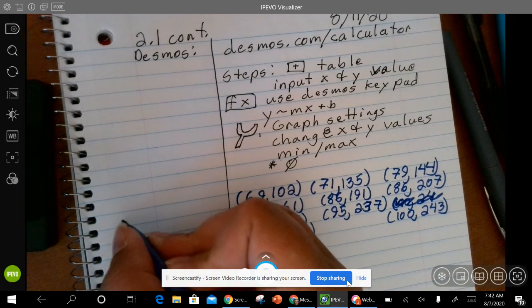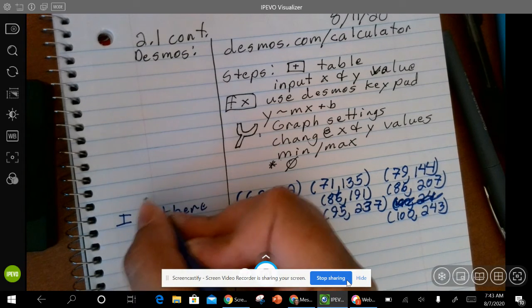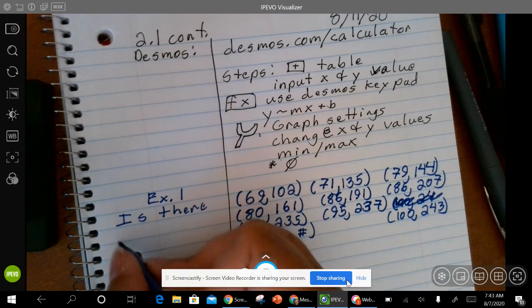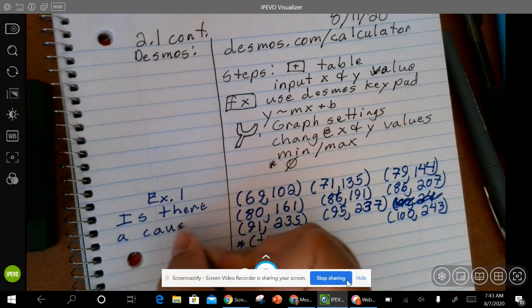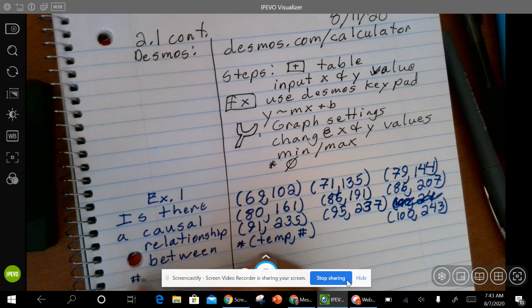And Maria wants to know, okay, this is example 1 in our book for 2.1, is there a causal relationship between the number of water bottles that have been sold and the daily temperature?